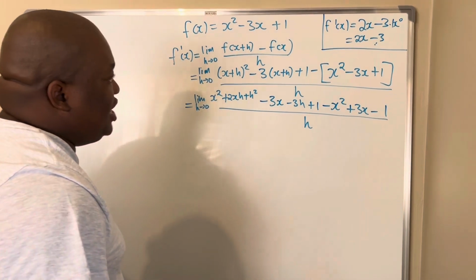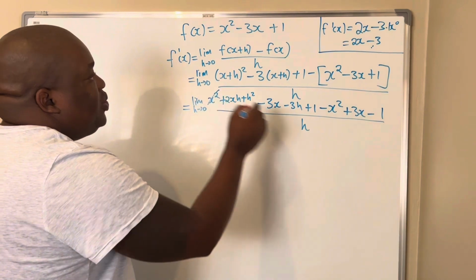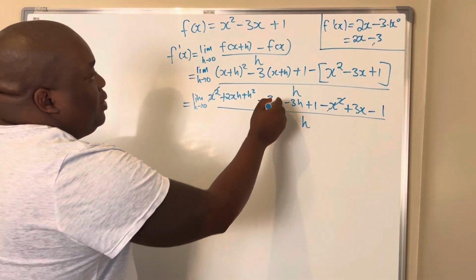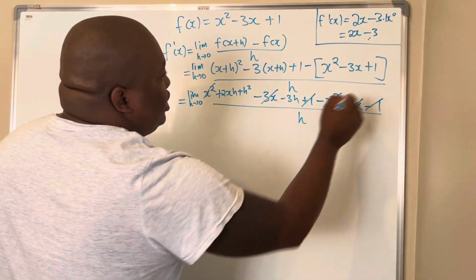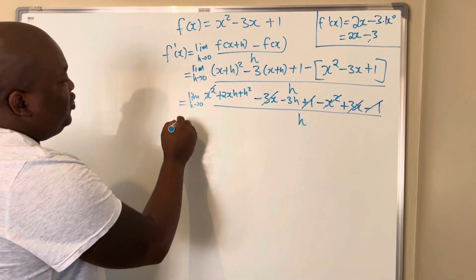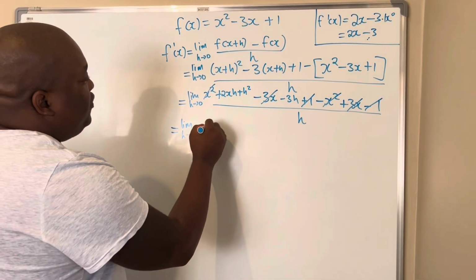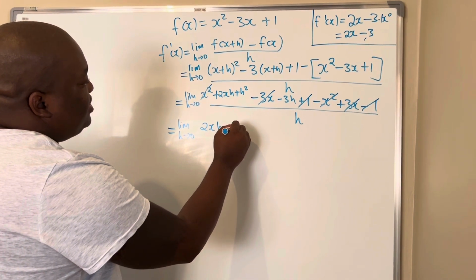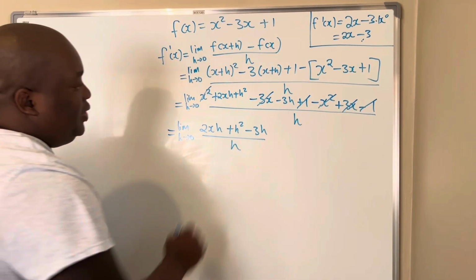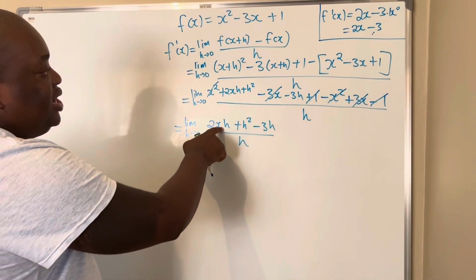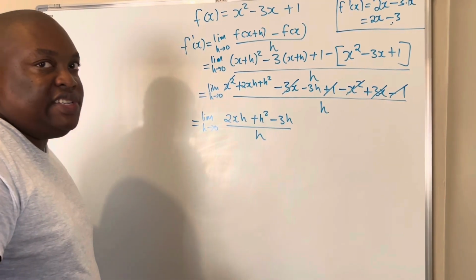Now we look for like terms. I'm sure by now you can see that there are terms that are cancelling one another. X squared is cancelling x squared. Minus 3x is cancelling 3x. Positive 1 is cancelling minus 1. We are then left with the limit as h approaches 0 of 2xh plus h squared minus 3h all over h. Now we can see we have a common factor in the numerator, which is an h.